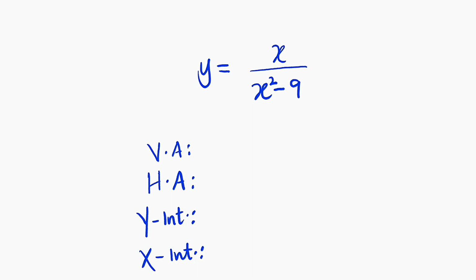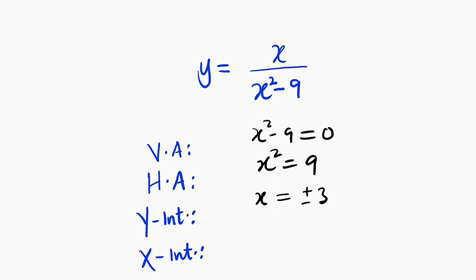As always, we are going to start by finding the vertical asymptote, and that can be attained by setting the denominator equal to 0. Our denominator is x squared minus 9, and we're going to set it equal to 0. x squared is equal to 9 if negative 9 crosses over. And finally, you can see that x is equal to plus or minus 3 if you take the square root of both sides. So at x equal to plus or minus 3, we have our vertical asymptote.